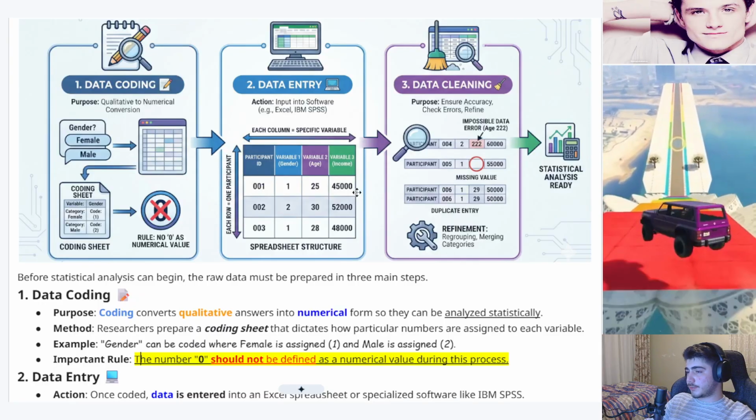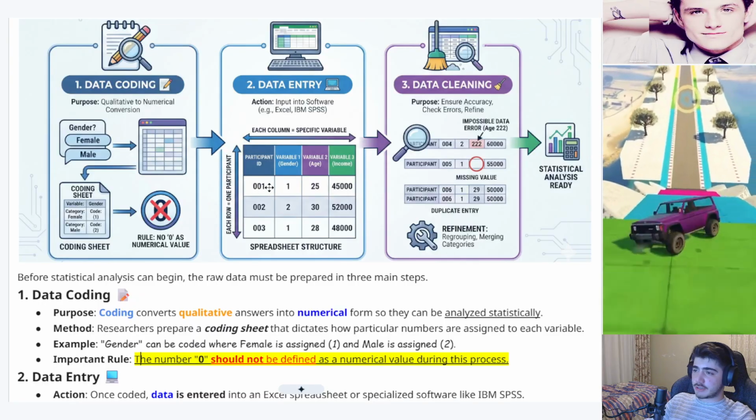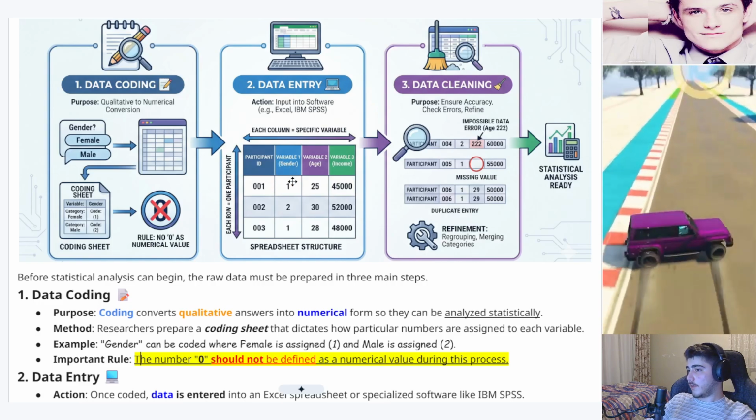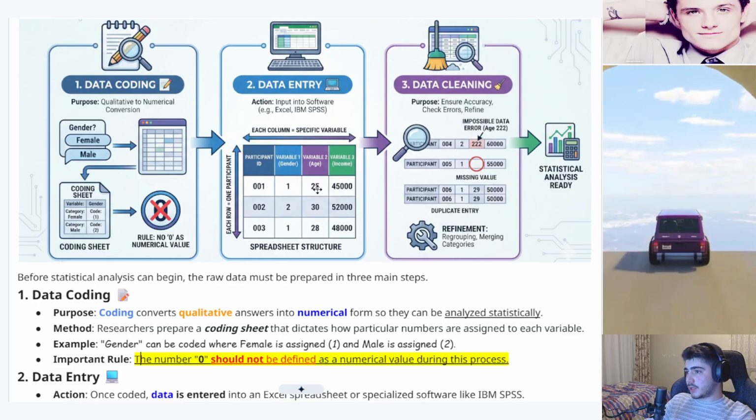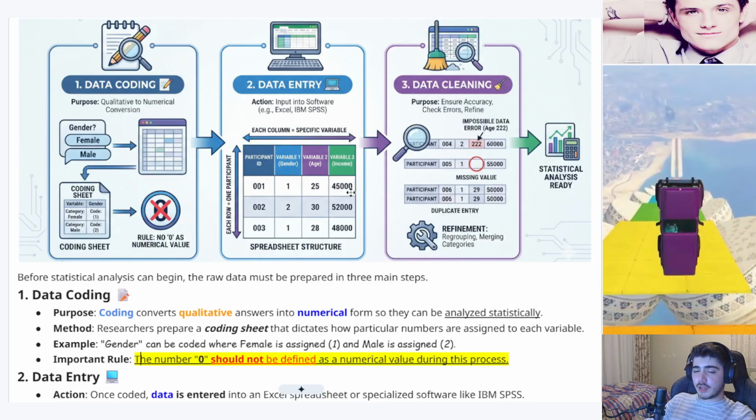These are the data for participant ID 001. So they are female, they are aged 25, and they make 45K a year.